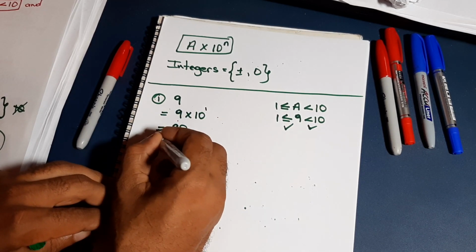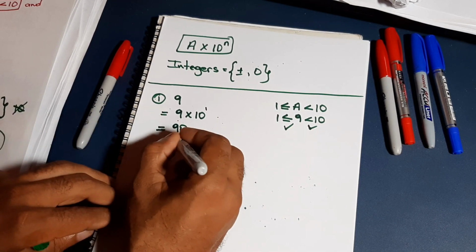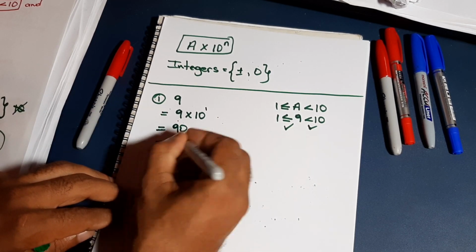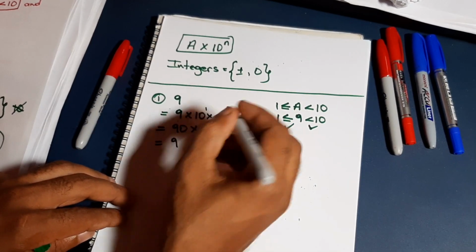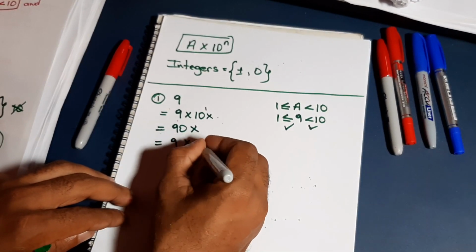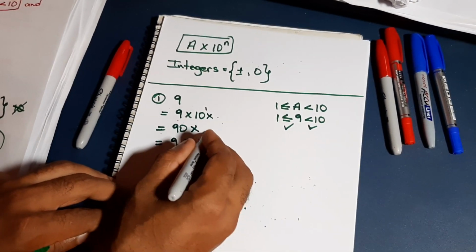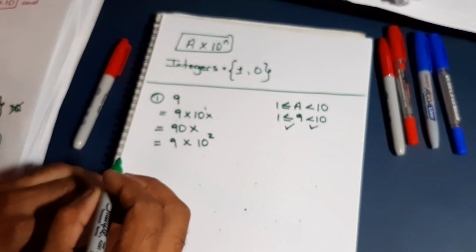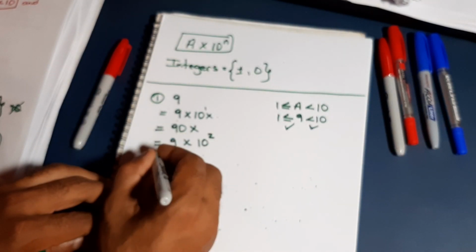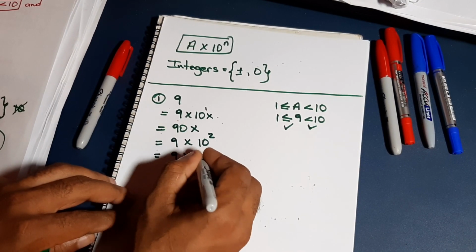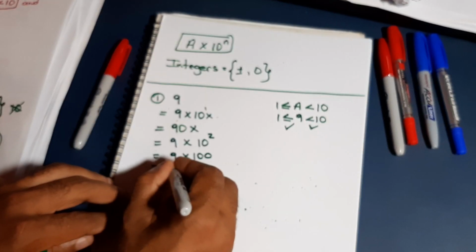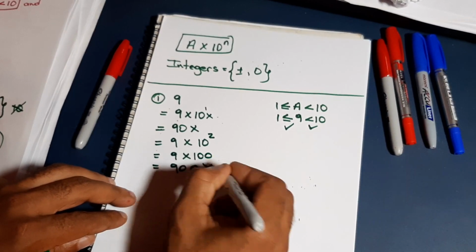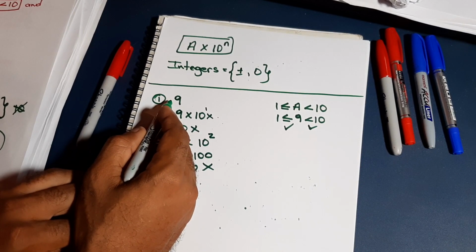Let's try another number. So this is not the answer. If we put 9 times 10 to the 2, now 10 to the 2 is 100, as in 10 squared is 100. So if we put 9 times 100, that's 900. No, 900 is not the question.